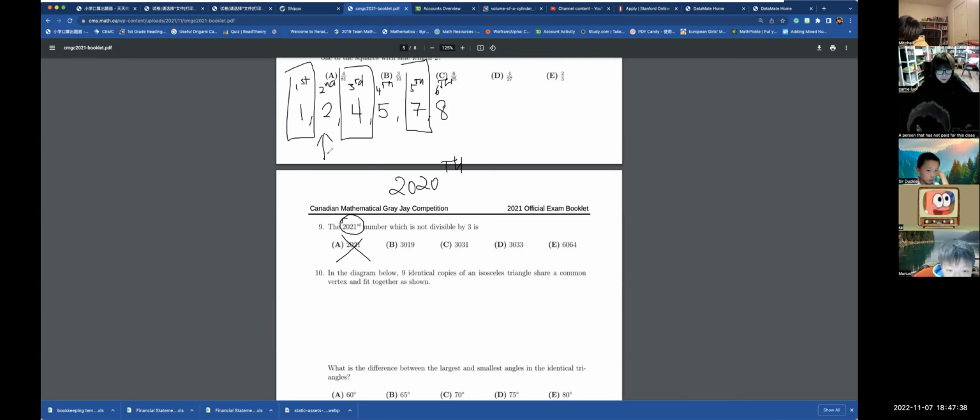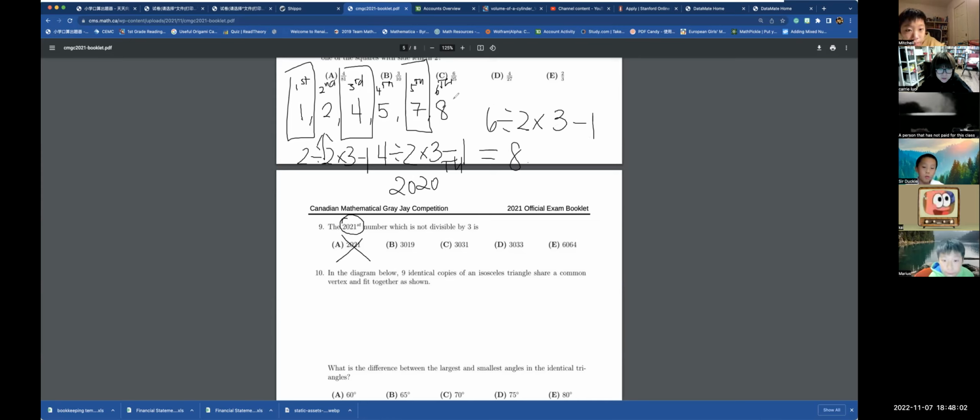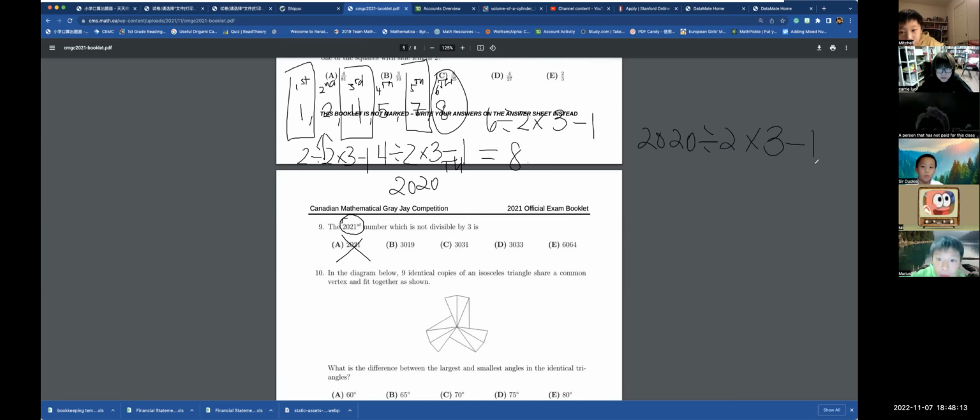Okay, so let's take a look at this one. The number divided by 2 times 3 minus 1. So this one is 2 divided by 2 times 3 minus 1. Is it right? 6 divided by 2 times 3 minus 1 equals 8. So you can find the 2020th number by 2020 divided by 2 times 3 and minus 1. Okay, so now it's very easy for us.